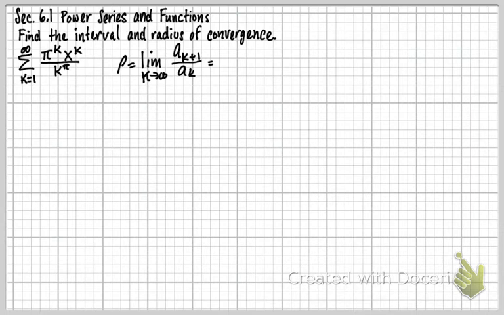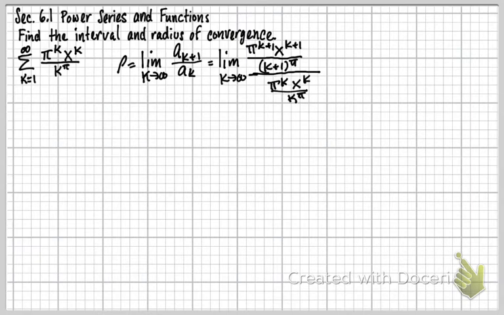So that means this is really the limit as k goes to infinity of pi to the k plus 1 x to the k plus 1 over (k plus 1) to the pi, and that's all divided by, on the bottom, pi to the k, x to the k over k to the pi. Okay, so now we're going to flip all these and multiply. So the bottom's going to be flipped.